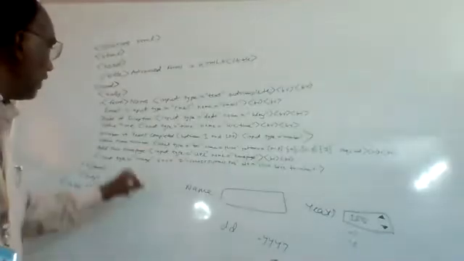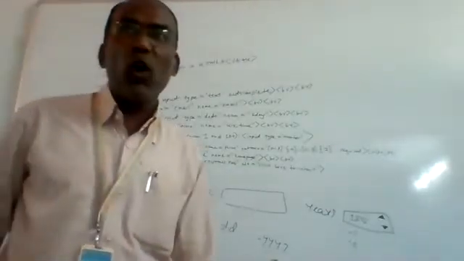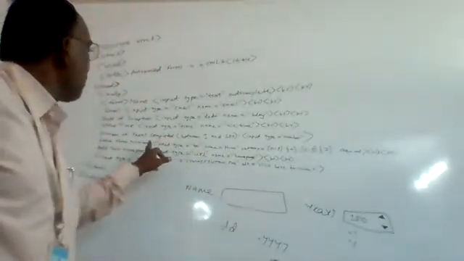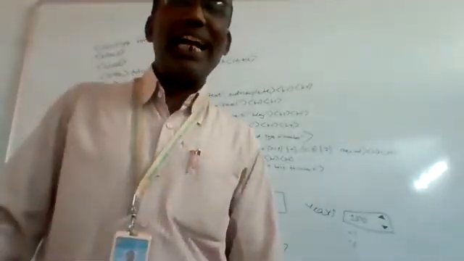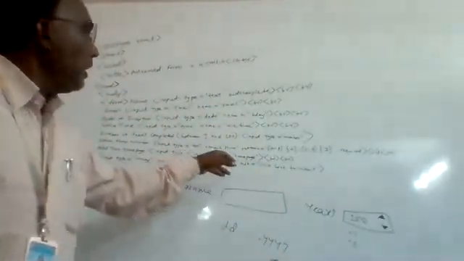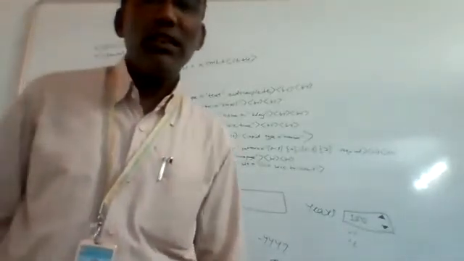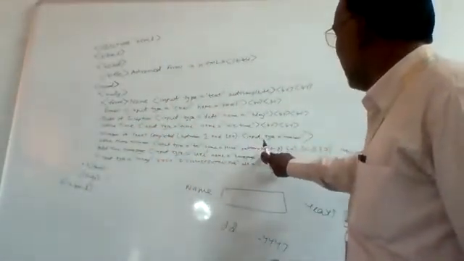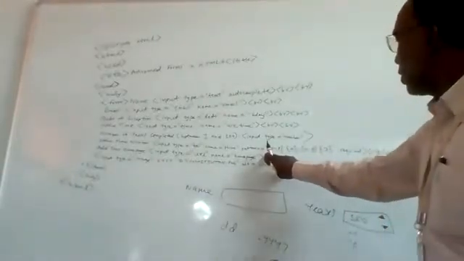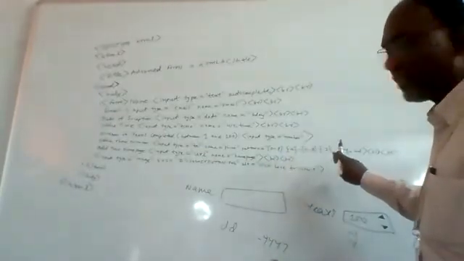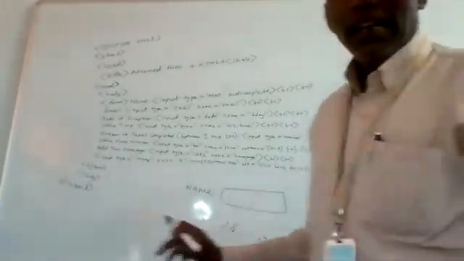Next, office phone number. Input type is equal to tel, so here we are providing a telephone number. Name is equal to phone. Now here we are using the attribute pattern, which is equal to [0-9]{4}-[0-9]{7}, and required.